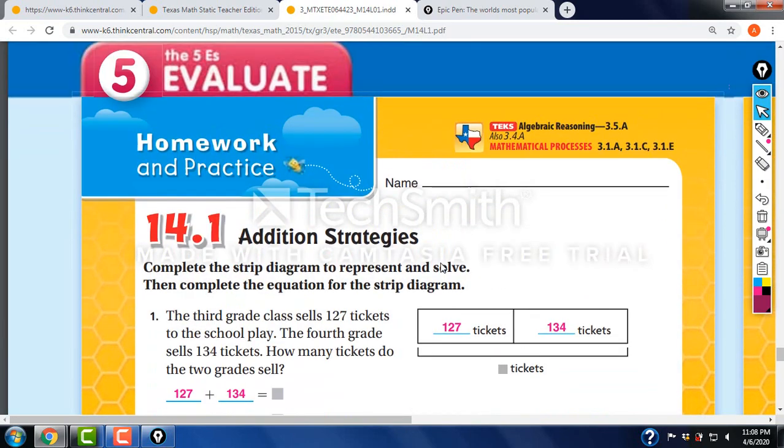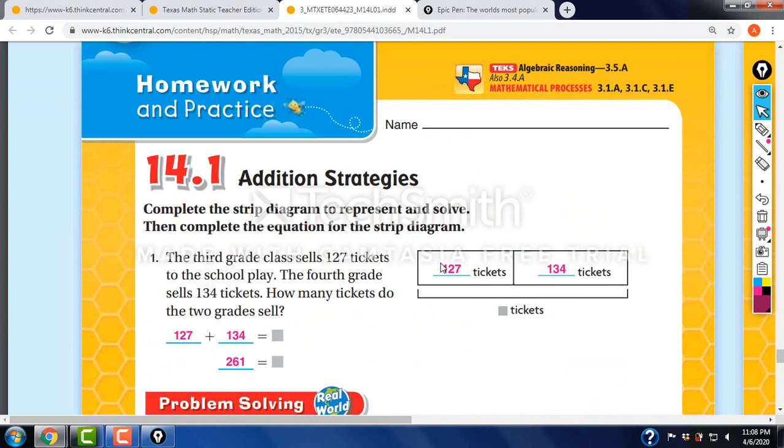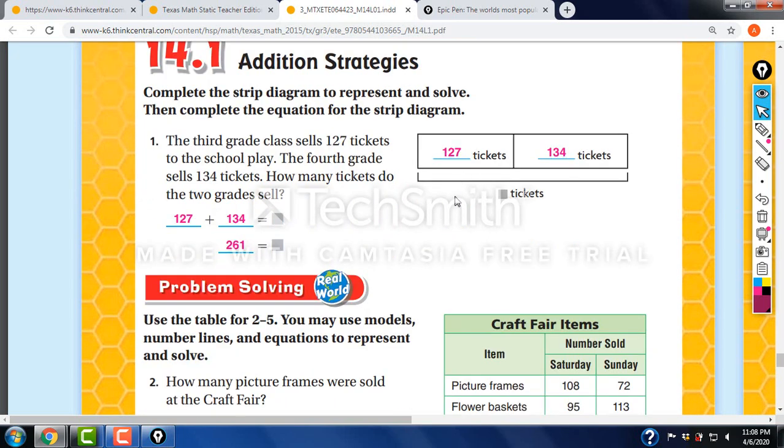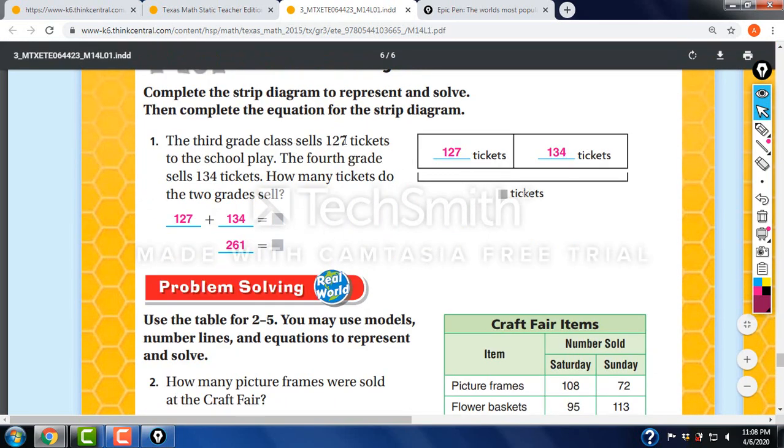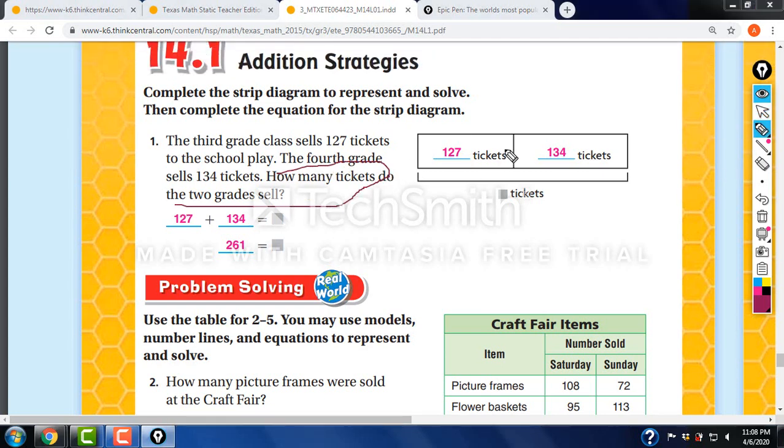Okay, let's look at your homework and practice. And again, we used a strip diagram here to get your answers. And this is what we were looking for. So get the total number of tickets. Third grade class sells 127. Fourth grade sells 134. How many tickets do the two sell together? This is the question you have to understand. How many do the two sell together? So create your strip diagram, and you should have plugged in those numbers right there.